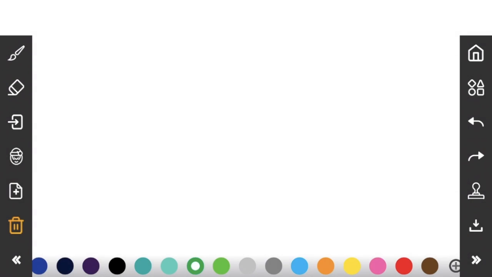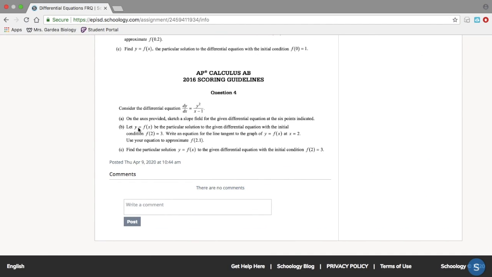Now we'll go into part B, which reads, let y equal f of x be the particular solution to the given differential equation with the initial condition f of 2 equals 3. Write an equation for the tangent line to the graph of y equals f of x at x equals 2. Use your equation to approximate f of 2.1. So we'll break this up into two parts. First we'll find the equation, and then we'll find the approximation.